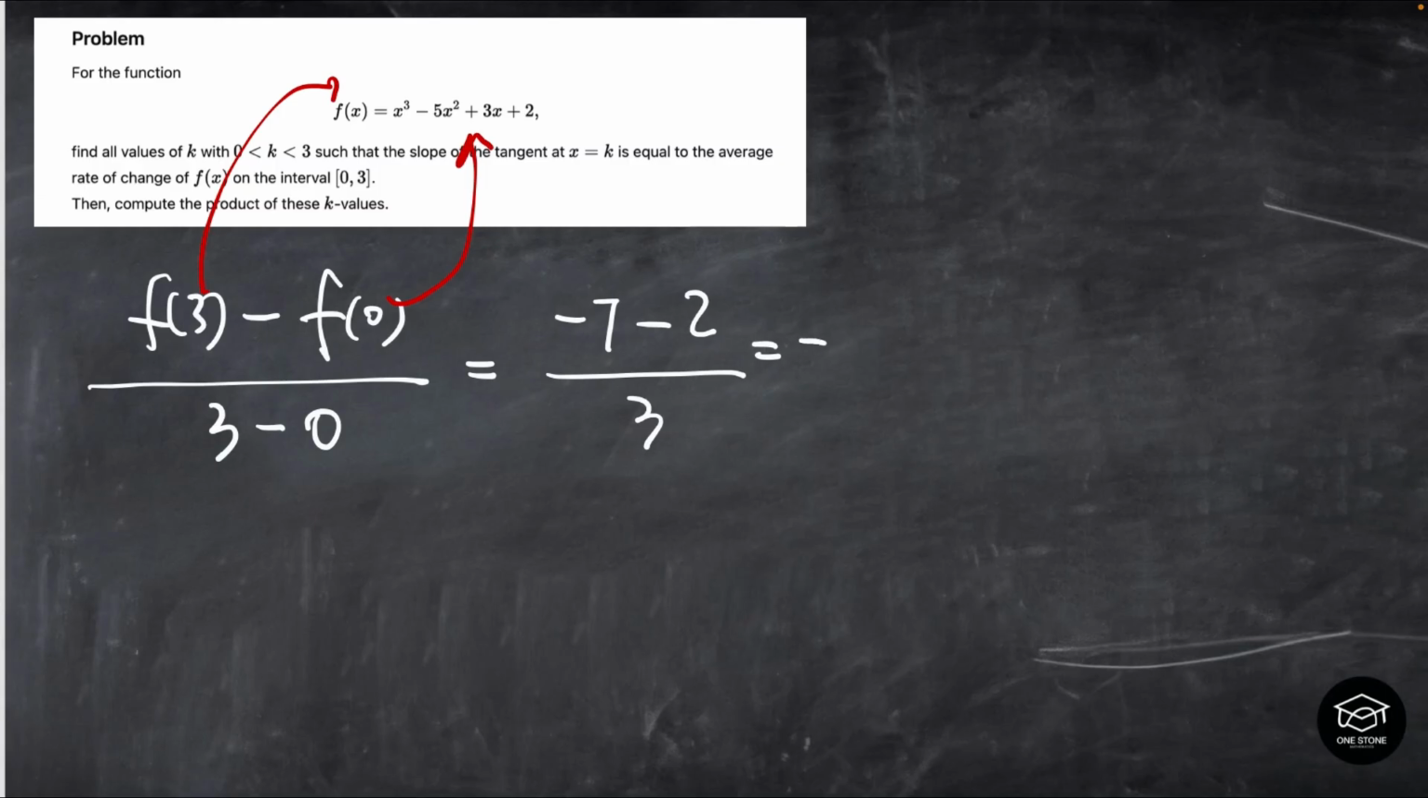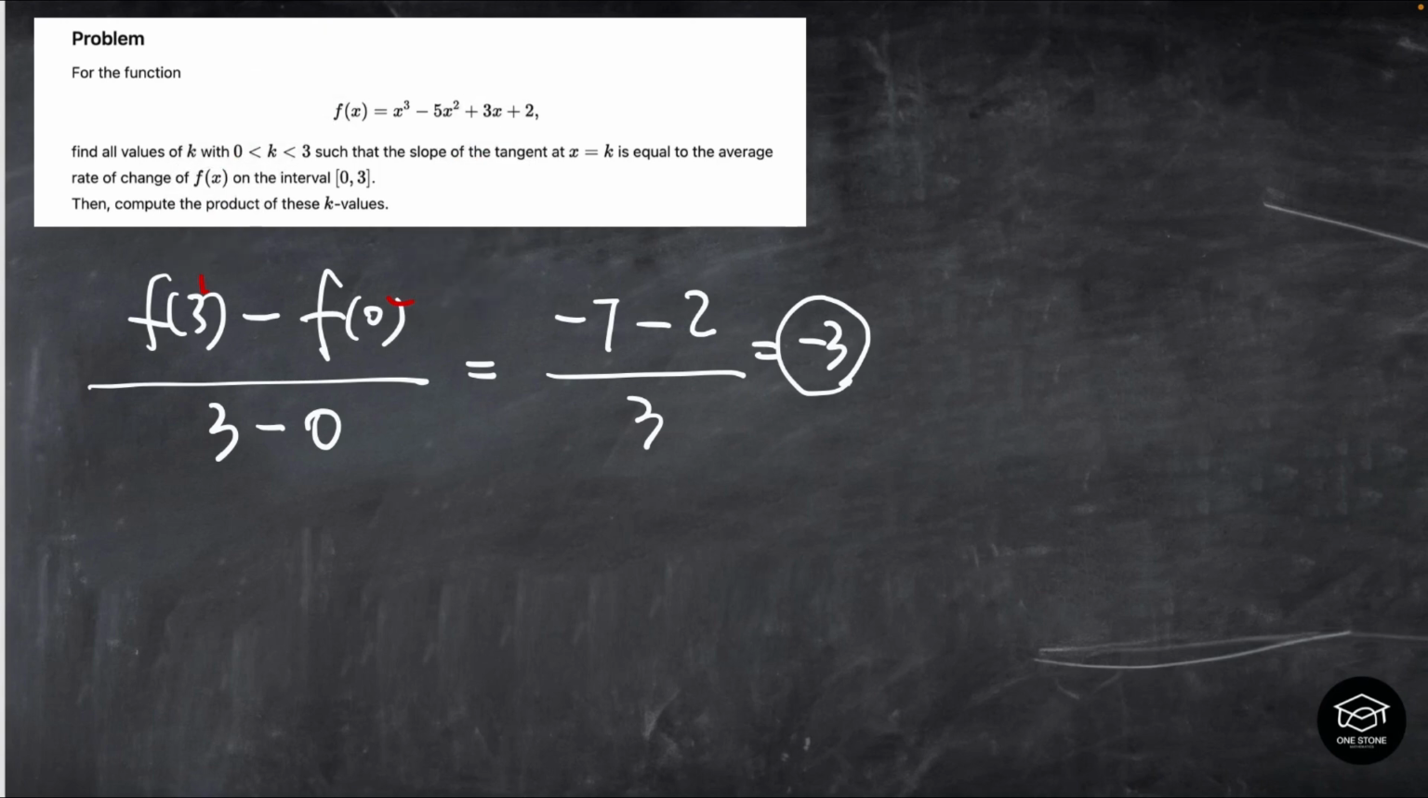Now the average rate of change is f of 3 minus f of 0, divided by 3 minus 0. That is negative 7 minus 2, all over 3, which equals negative 9 divided by 3, or negative 3. So the average rate of change on the interval is negative 3.